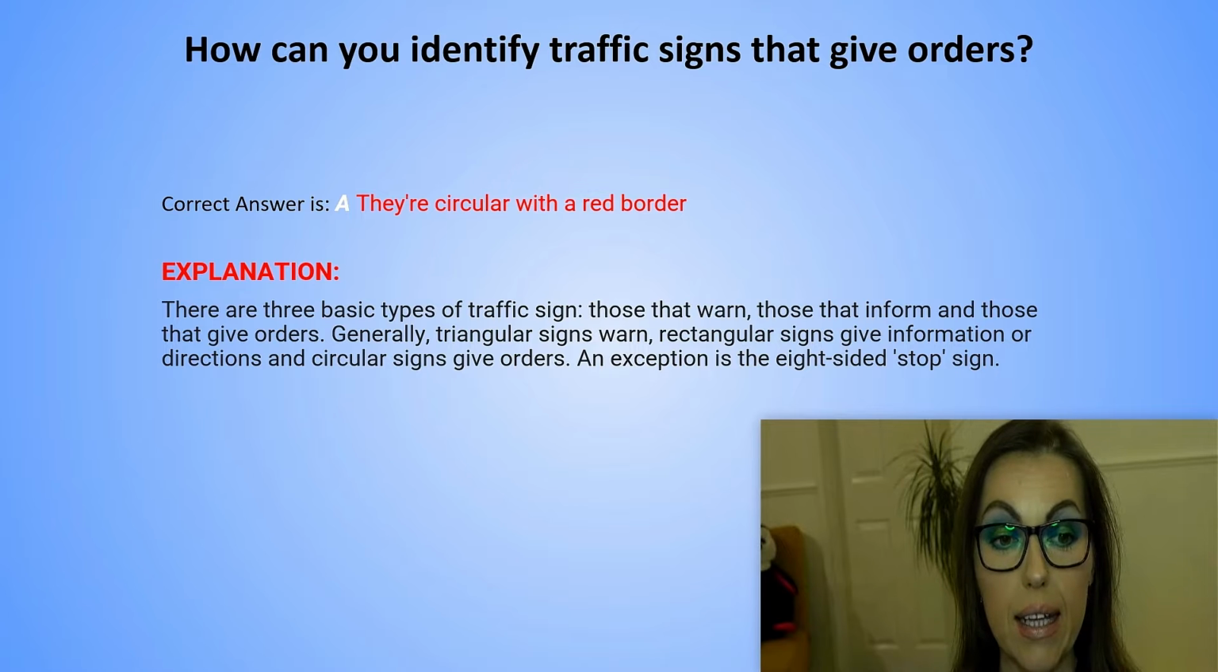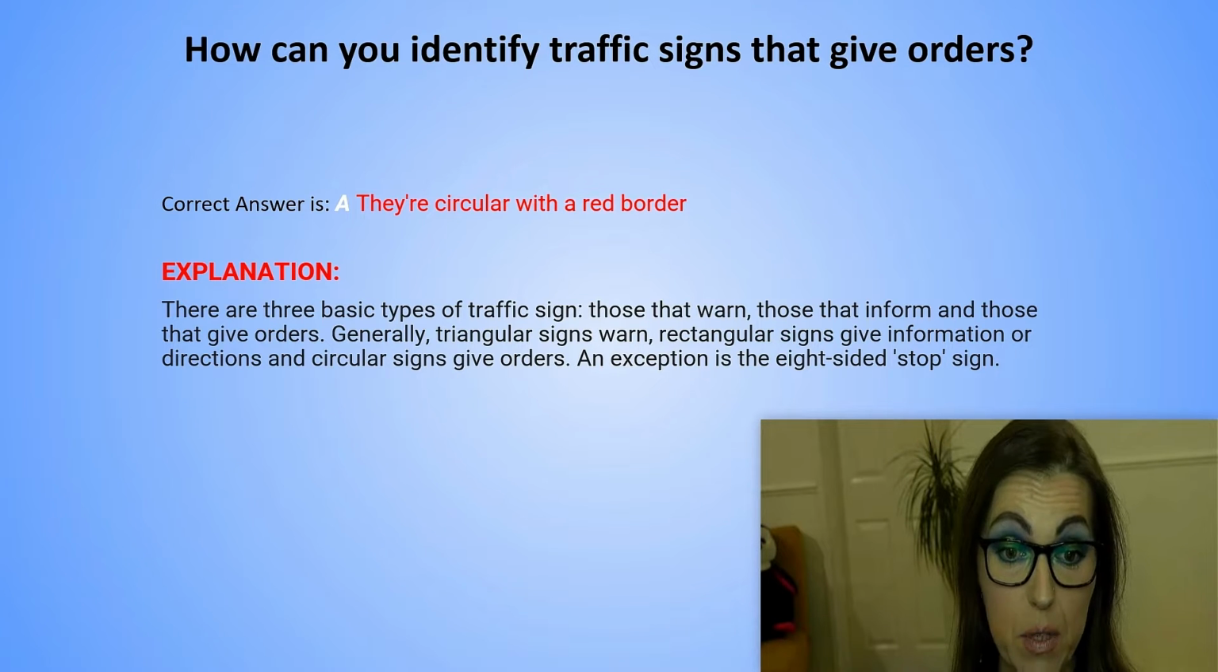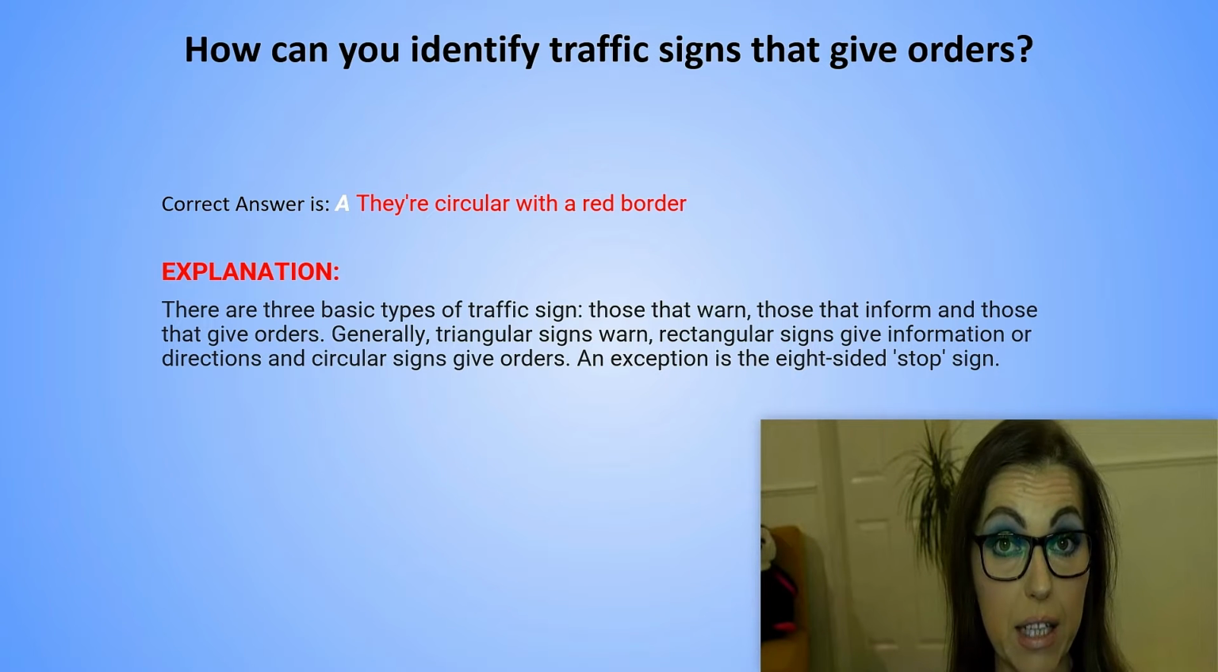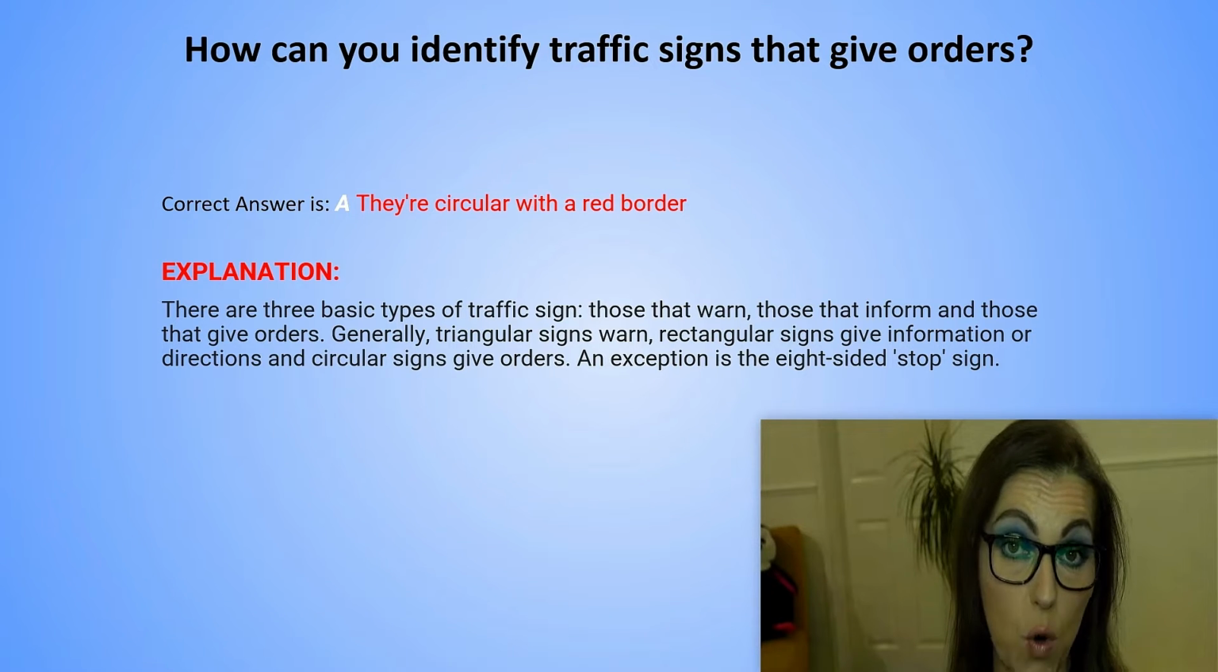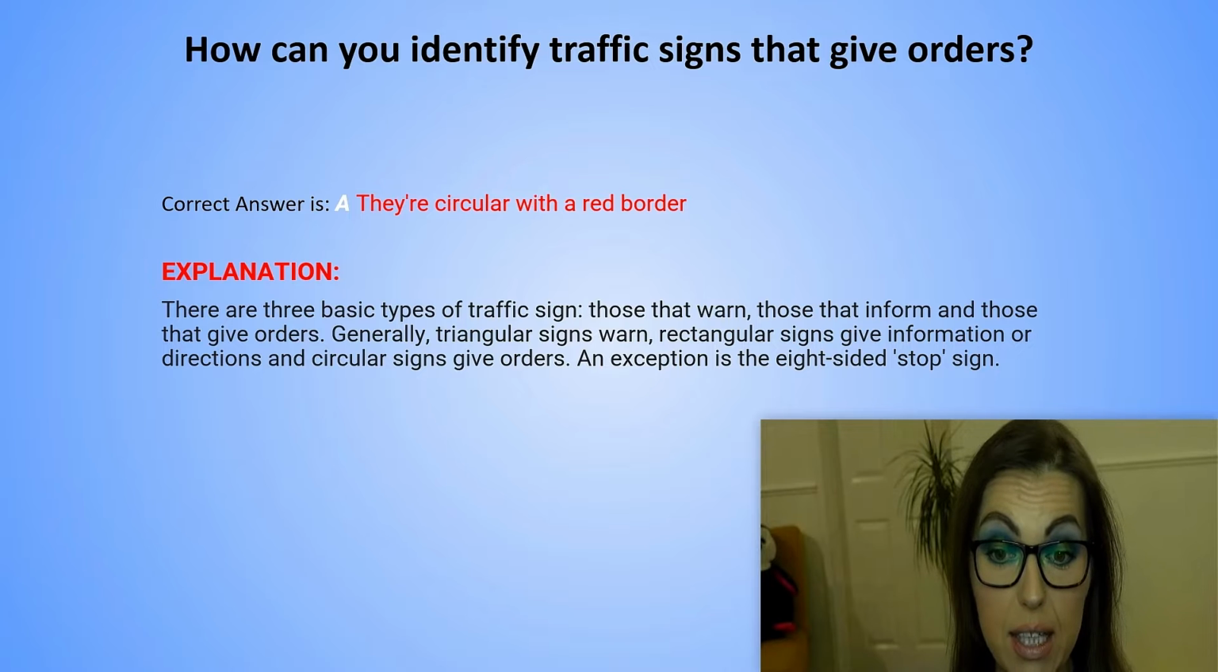Explanation. There are three basic types of traffic signs: those that warn, those that inform, and those that give orders. Generally, triangular signs warn, rectangular signs give information or directions, and circular signs give orders. An exception is the 8-sided stop sign.